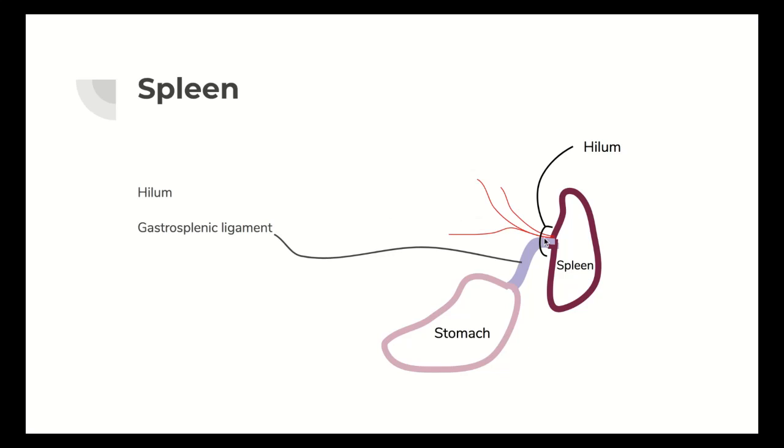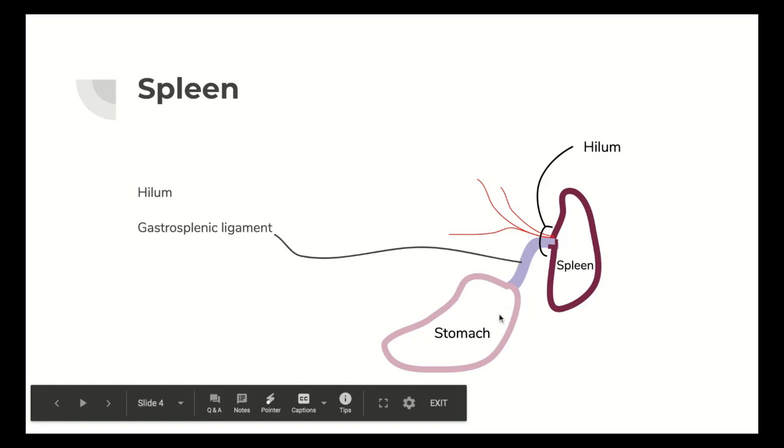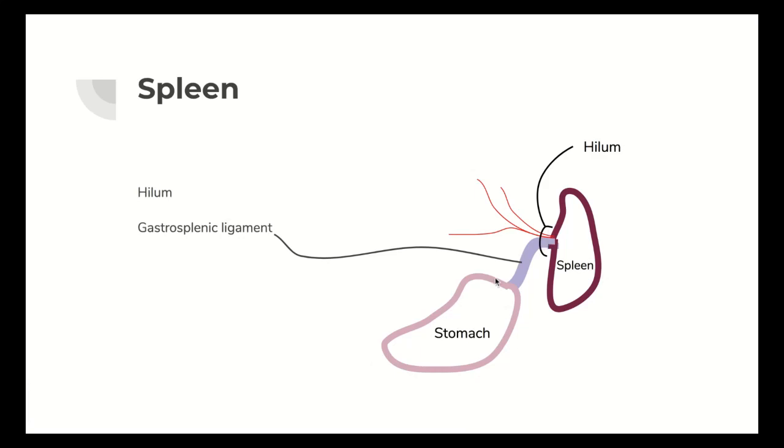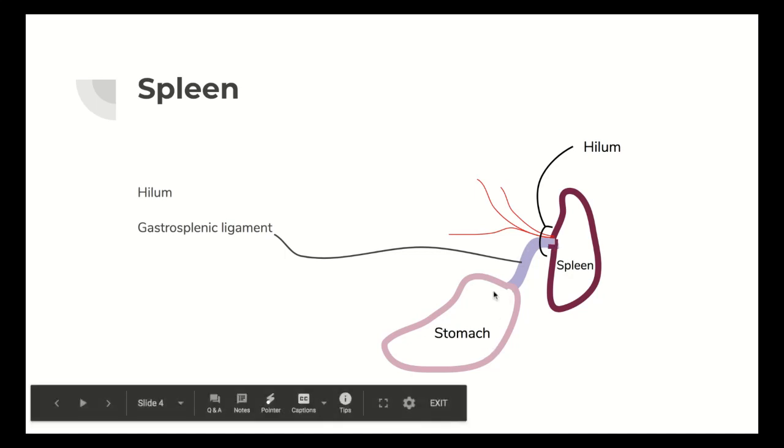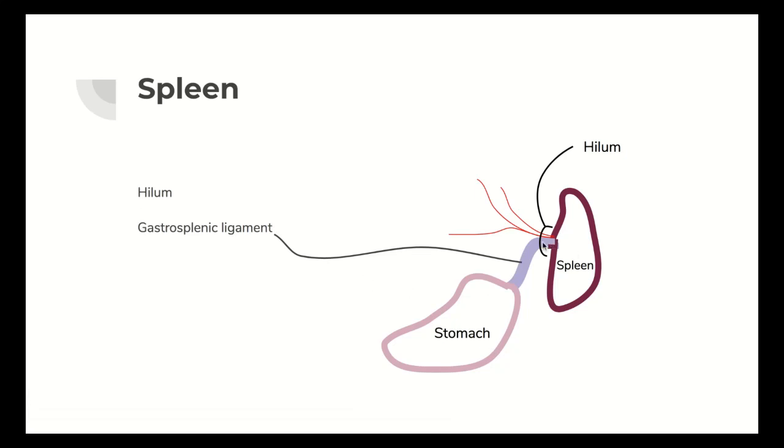And then we have the gastrosplenic ligament. That's this light purple leading to this light pink stomach that I drew. So this gastrosplenic ligament is going to be a connective tissue structure connecting the spleen and the stomach, gastro for stomach and splenic for spleen. And then there are some arteries that will be running between those two, but that's not necessary right now.